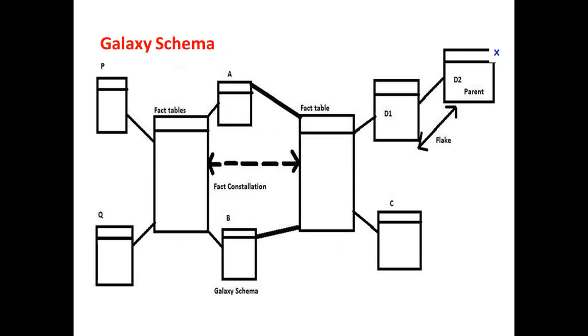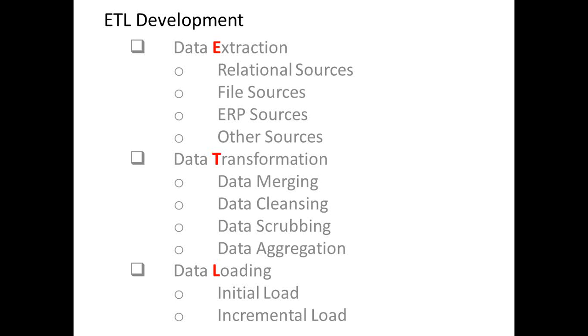So this is the data warehousing till now, and coming to the ETL development. Datastage is an ETL tool, right? So what is E, what is T, what is L? E means extraction, extracting the data from relational sources, file sources, ERP sources, any other sources like XML files, like Excel sheets. We can read the data from any of the sources. That is nothing but an extraction of source data.